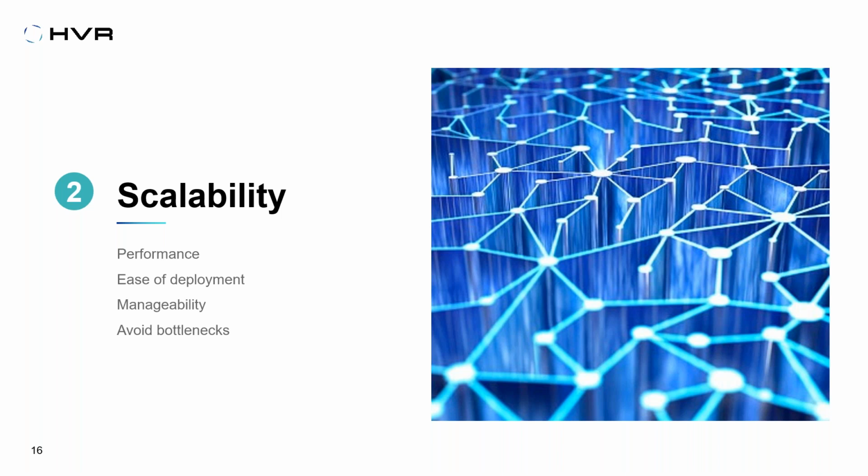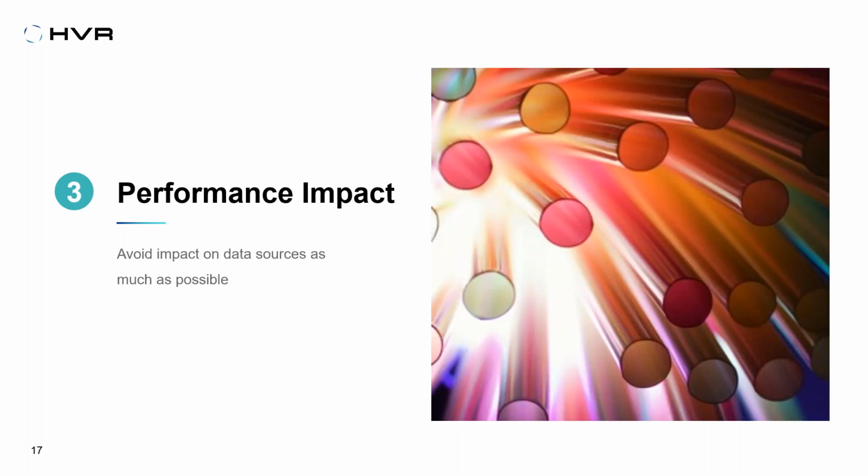So all of these aspects, consider these in the context of scalability, which is our second key consideration for cloud data integration. Then think about the performance impact, right? Avoid impact on data sources as much as possible. Avoid performance impact on the destination systems as much as possible, right? Like you don't want the data integration to become the dominant resource consumer on either your source or the destination. So what is that performance impact?